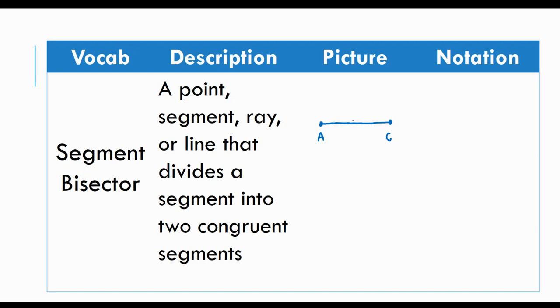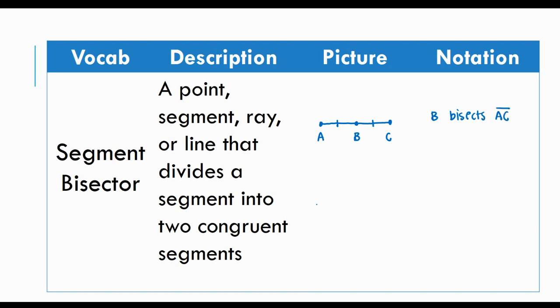So I'll demonstrate it with a point. I'm going to call it B. Obviously, if it is dividing the segment into two, it's got to be in the middle. And remember, to indicate that B is truly in the middle, we have to indicate with tick marks that we've got two congruent segments. So based off of this picture, I would say that the point B bisects the segment AC.